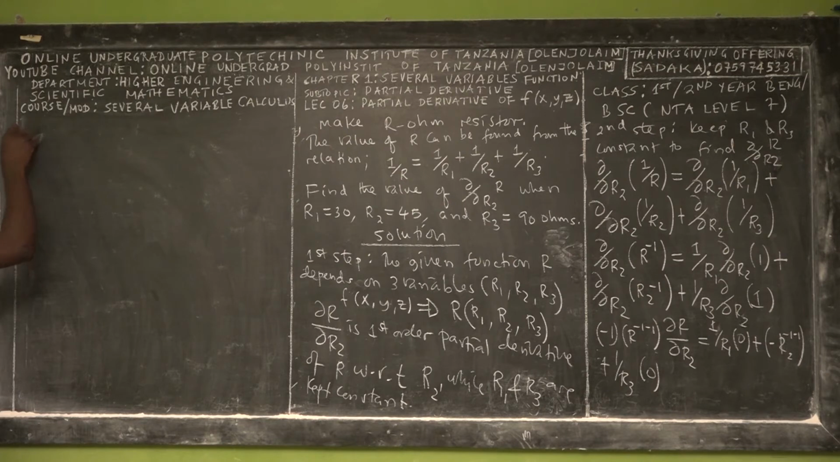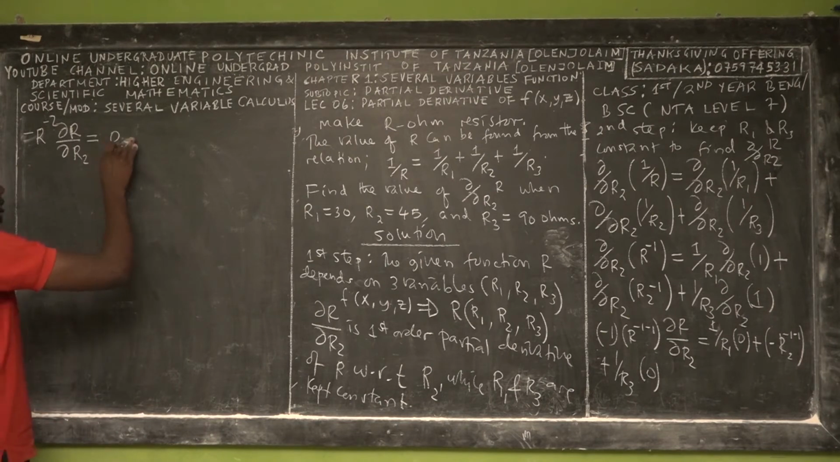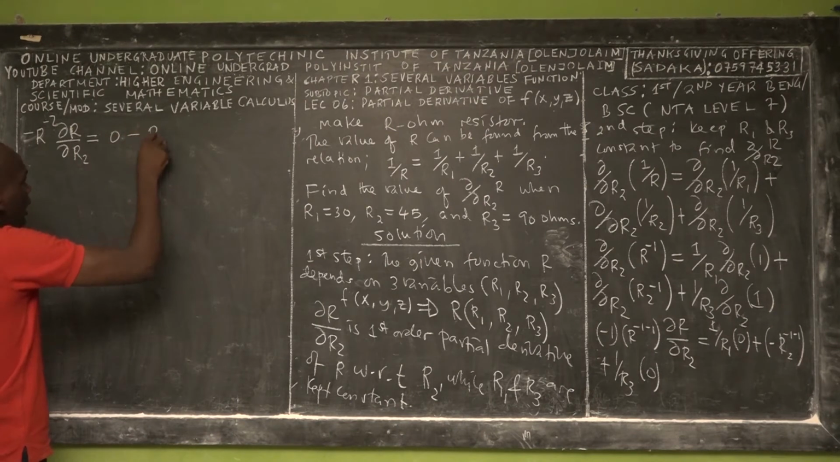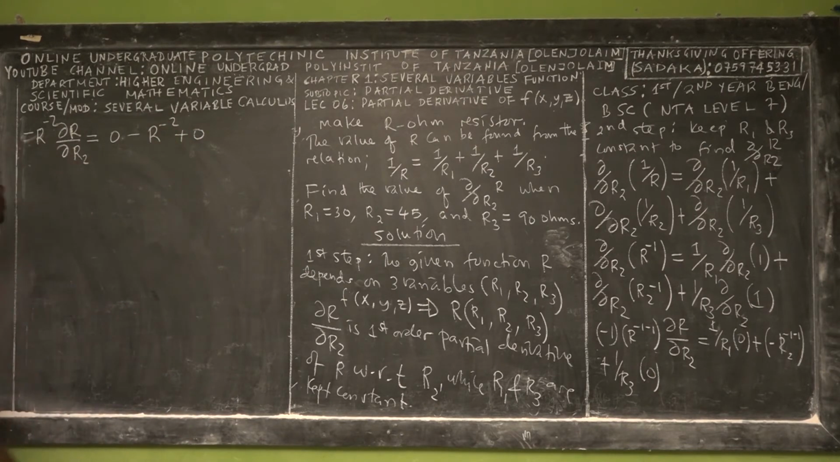On the left-hand side, we are going to have negative R to the power negative 2, then the partial derivative of R with respect to R2. This is equal to what? The first term will be 0, and the next term will be negative R to the power negative 2, plus 0. Remember that this is R2. So having R to the power negative 2 is equivalent to negative R1 over R squared.